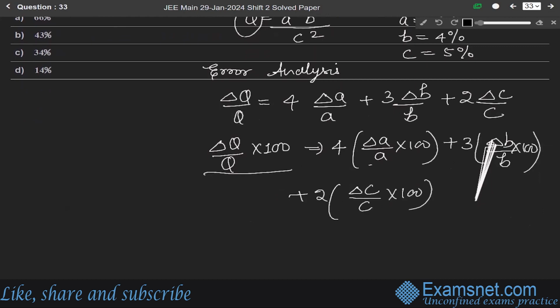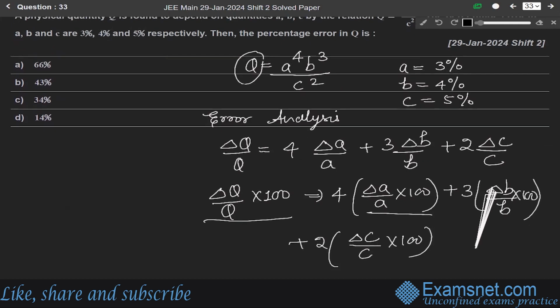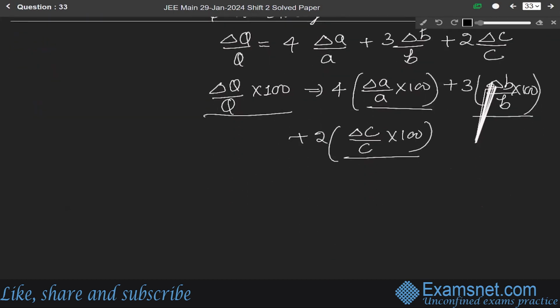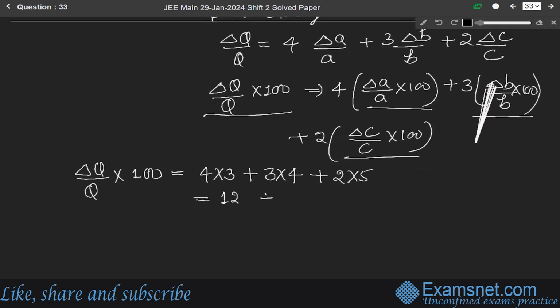So percentage error in A is 3%, in B is 4% and in C is 5%. Now putting the values, we get delta Q over Q into 100 equal to 4 into 3 plus 3 into 4 plus 2 into 5. So it will be equal to 12 plus 12 plus 10.